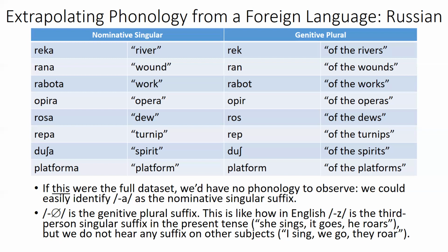And we're used to those from English. In English, most of our present tense verbs have no suffix. So when we say I sing, we go, they roar, there's no suffix on there. But if we put those in the third person singular and say she sings, he roars, in those cases, we do add a suffix. So here, if this was just a morphology problem and I said identify the nominative singular suffix in Russian, you can look at this data set and you could say, okay, I see we're adding -a in all the nominative singular forms, so -a is the nominative singular suffix. There's no phonology happening here whatsoever. It's just a simple morphology problem.